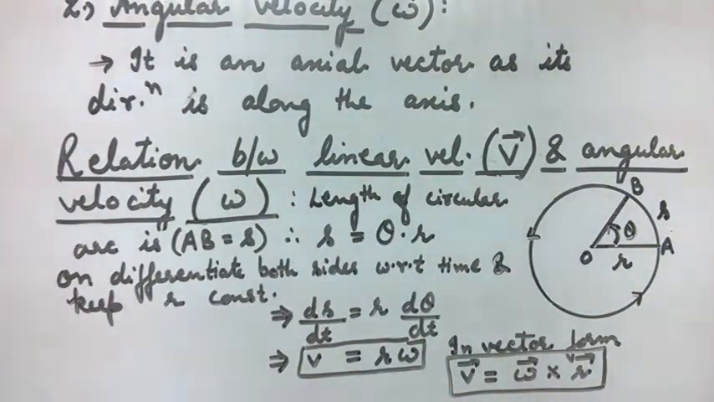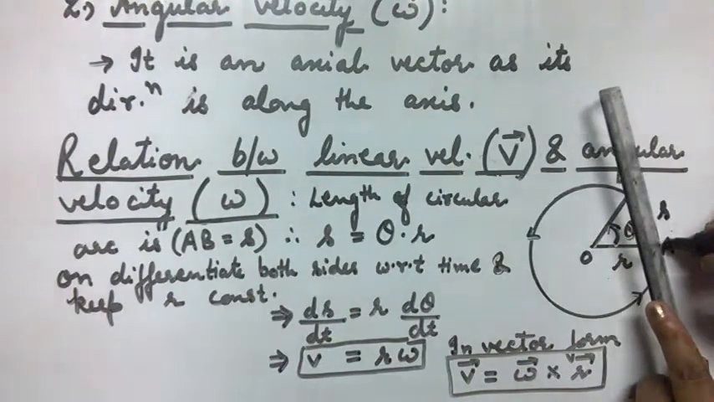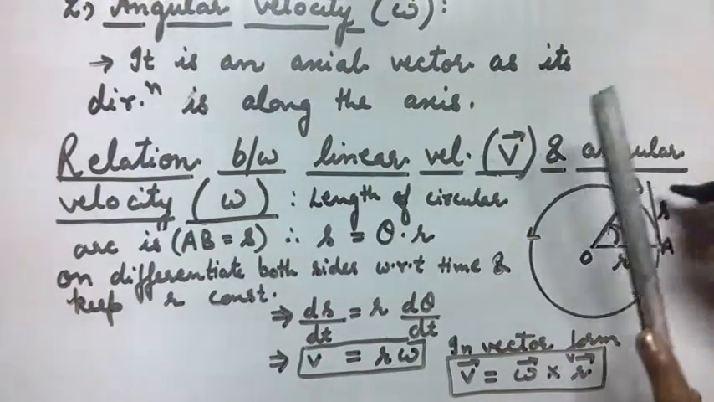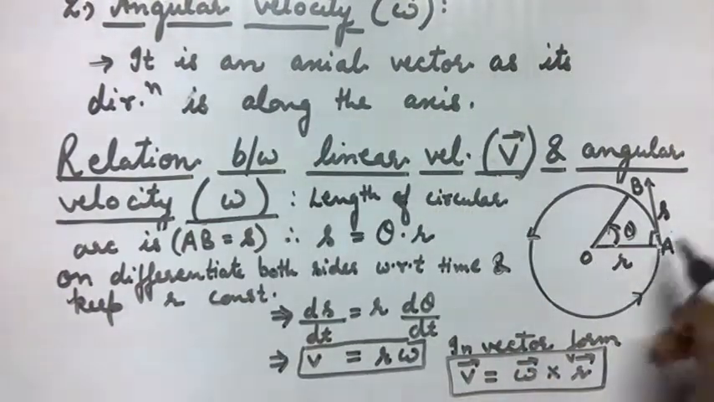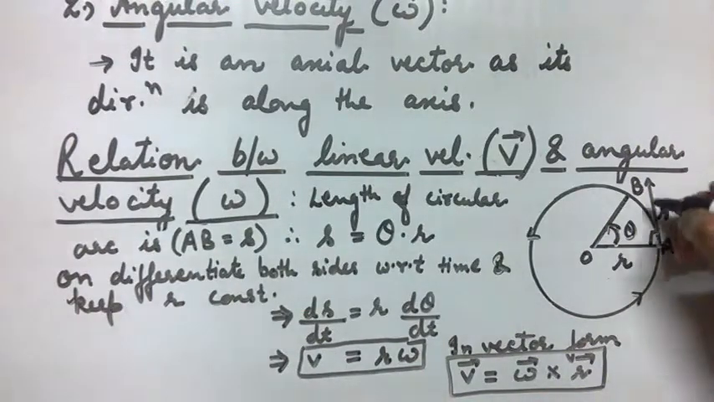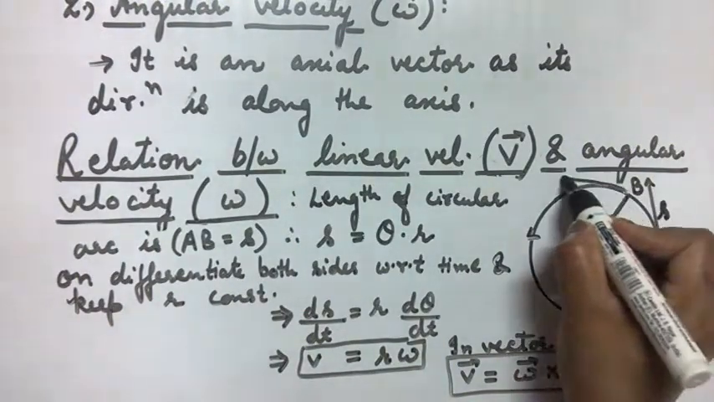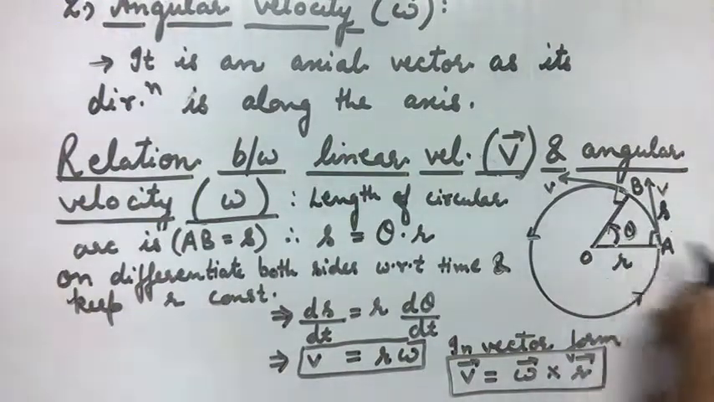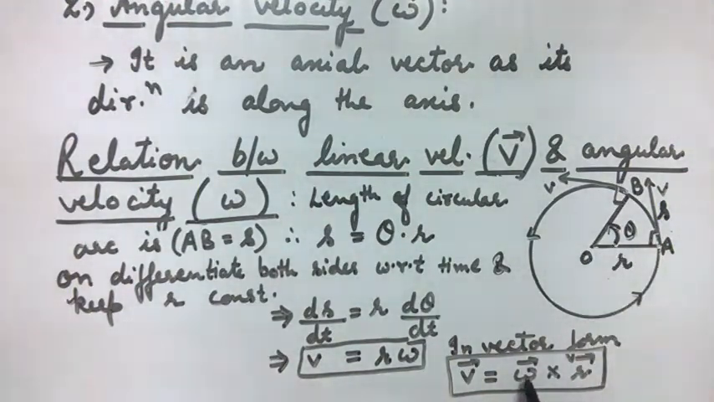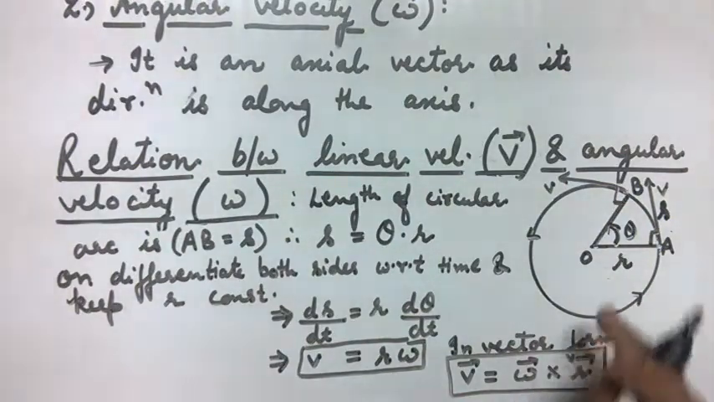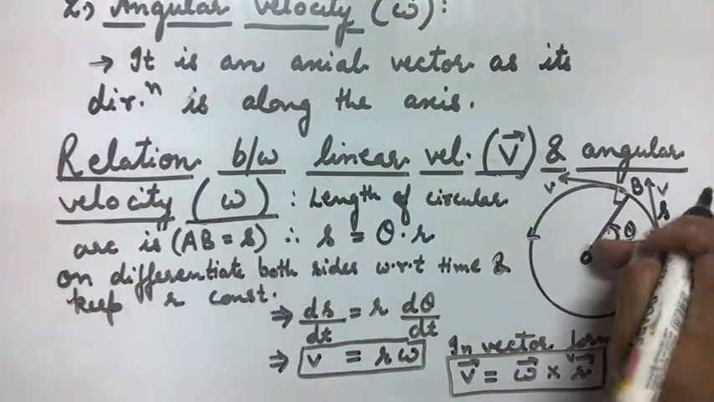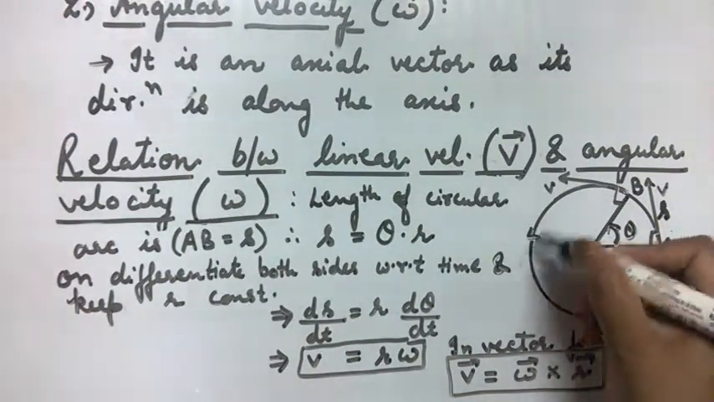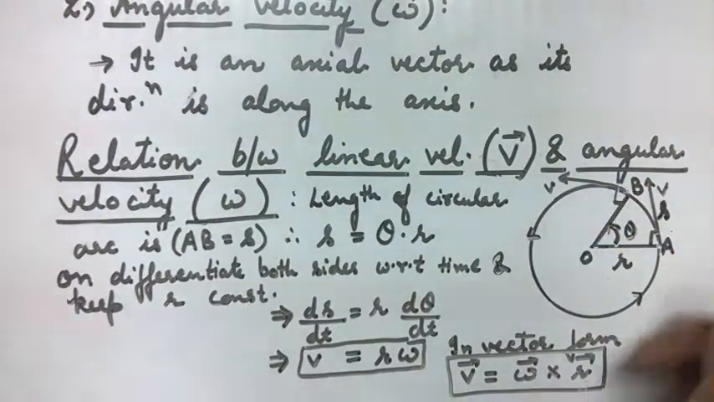Direction of linear velocity is always tangential to the circle and perpendicular to the radius vector. And we have studied the direction of angular velocity, which is either vertically outward or vertically inward, that is, it depends on the direction of rotation. Direction of r is radially outward.